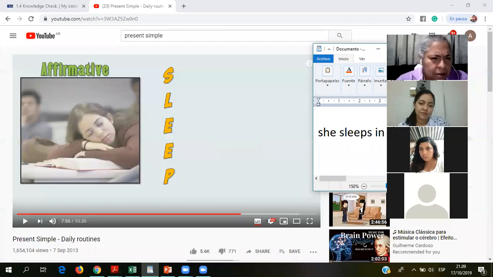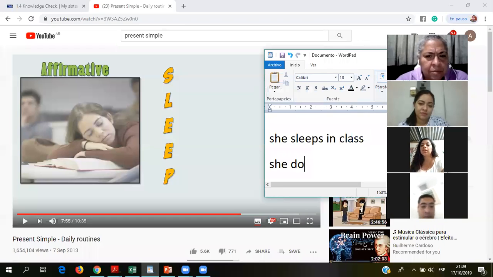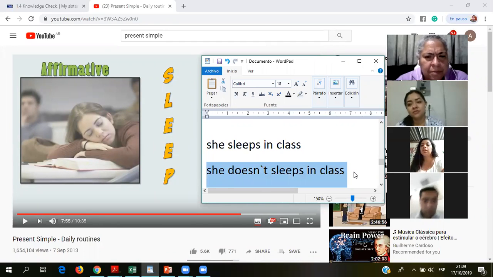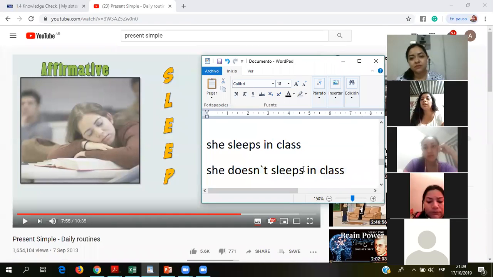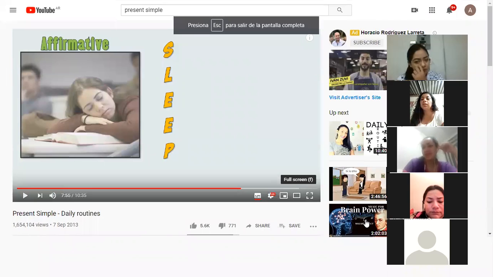So, she sleeps in class. And what is the negative form? She doesn't sleep in class. With S or no S, is this correct? Yes, it's correct. No S. No lleva S porque el auxiliar ya le agregamos la S. Ya lleva el auxiliar. Exactly, so infinitive, all right? Very good. Mute the microphone, guys.